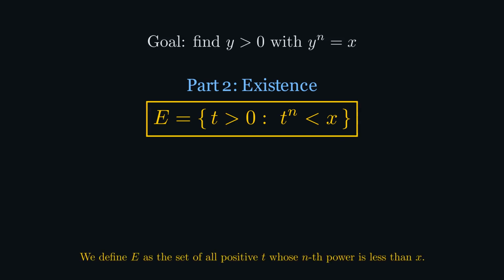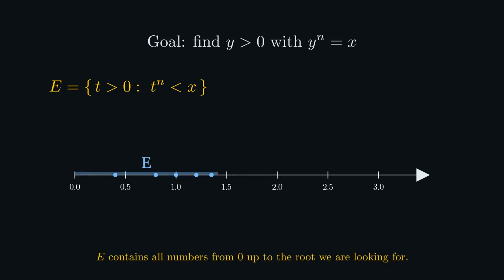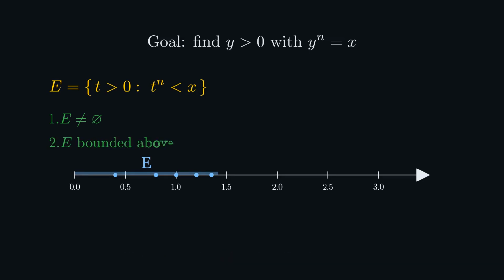Let's visualize this set on the number line. E contains all numbers from 0 up to the root we are looking for. We must prove 2 things. First, that E is not empty, and second, that E has an upper bound. By the least upper bound property, E must have a supremum. Call it y.